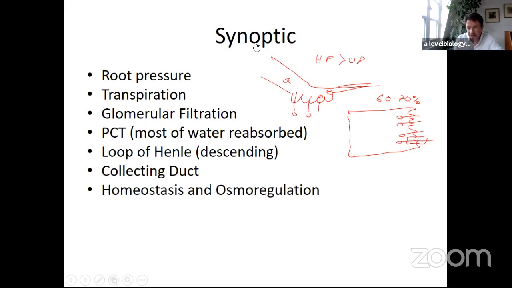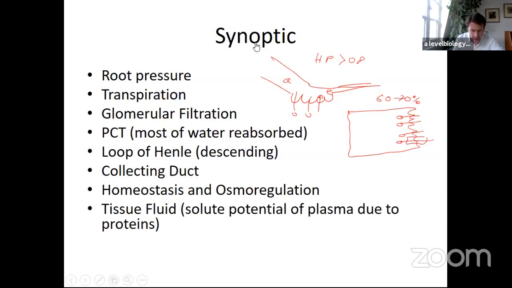So osmoregulation and homeostasis: you've got osmoreceptor cells in your brain which measure the water potential of the blood plasma. When the blood plasma becomes too negative, i.e. you don't have enough water in it, then you increase the production of ADH from the posterior pituitary gland, which makes the collecting duct cells more permeable. Therefore, you take up more water. Therefore, you produce a more negative, more concentrated filtrate, because you've taken more water out of it.